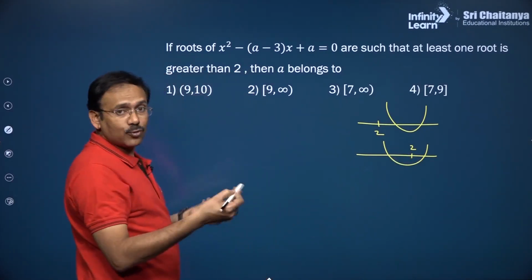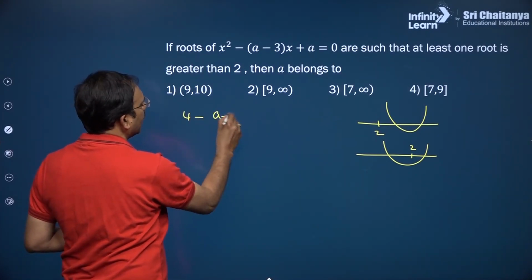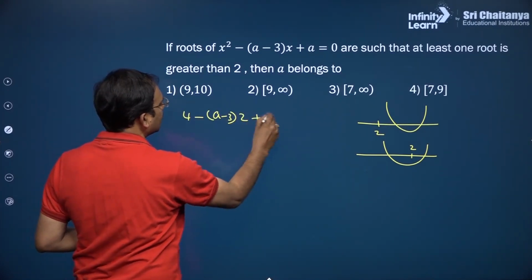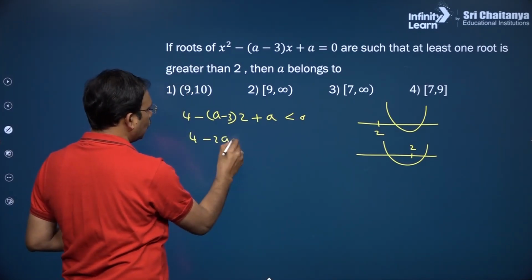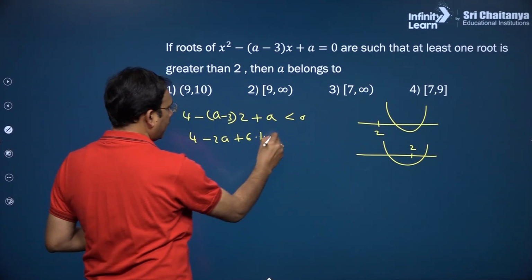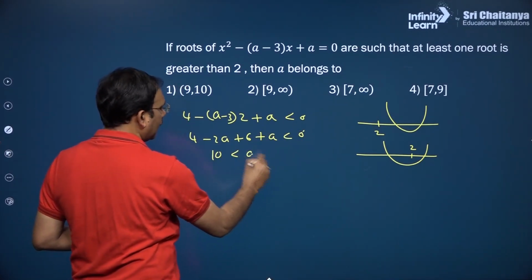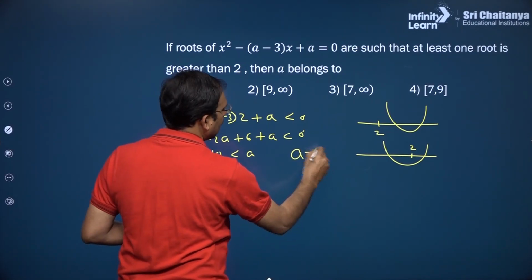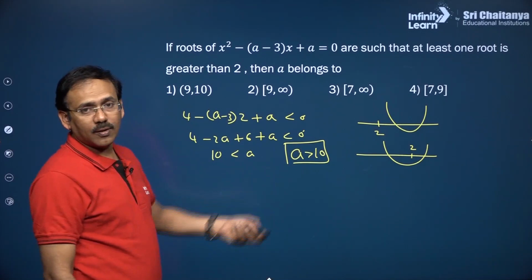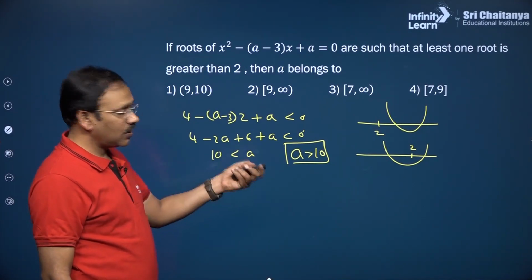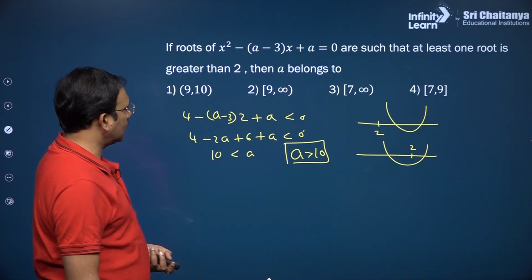This means f of 2 must be negative. F of 2 is 4 minus a minus 3 into 2 plus a must be negative, my dear friends. So, 4 minus 2a plus 6 plus a is negative. So, 10 less than a. So, that means if a greater than 10, my dear friends, we are clear, we can say one root is more than 2, one root is less than 2. Okay. A greater than 10 should be.